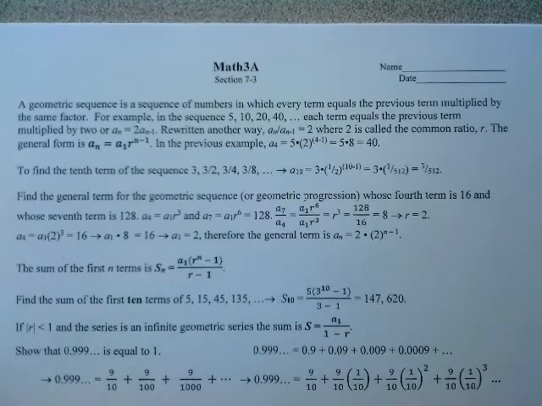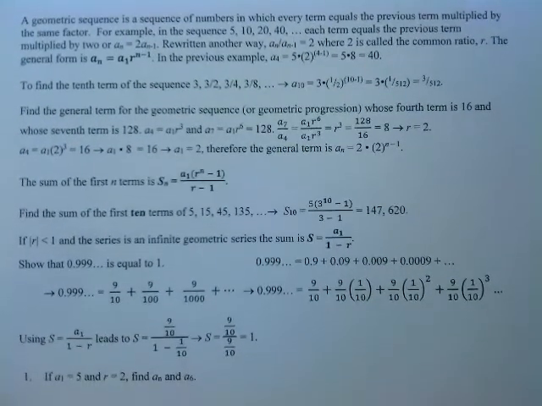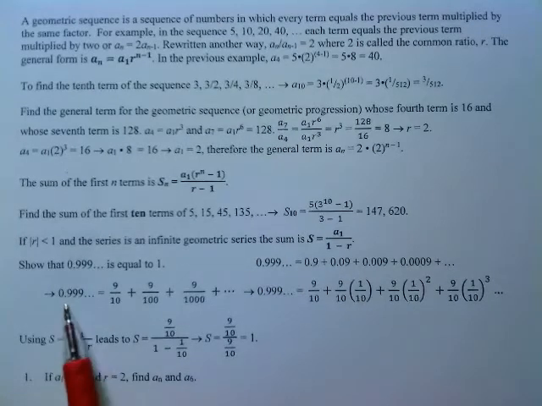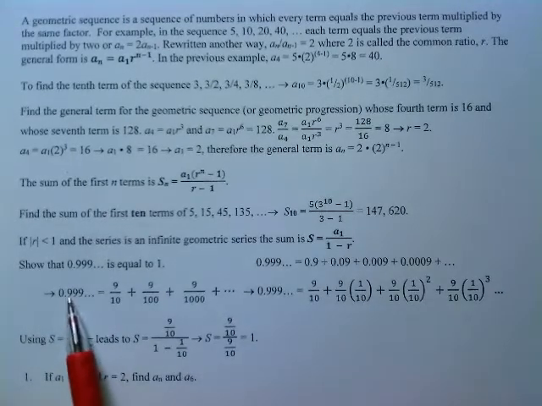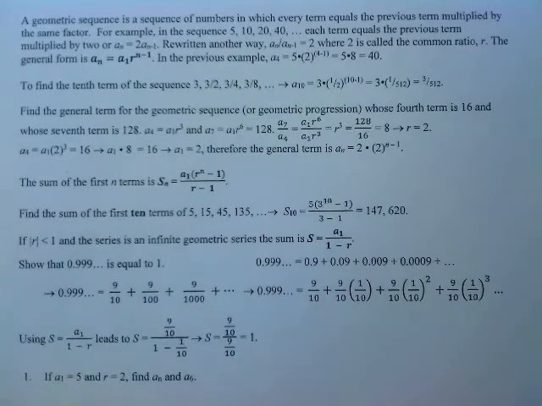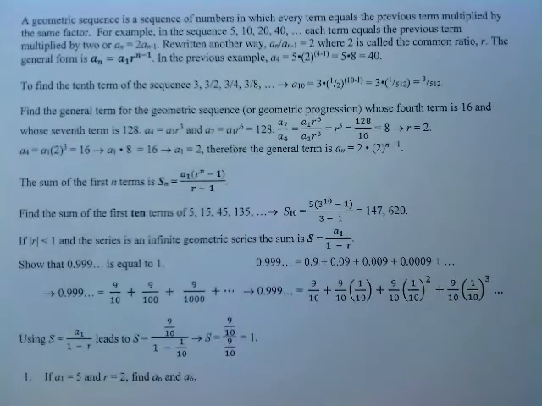Now, we can turn around and use that to show that 0.999 in fact equals 1. And when I say 0.999, I mean it's going to go forever. So it's 0.99999 to infinity. Now, I can rewrite 0.999 as 9/10 plus 9 over 100 plus 9 over 1,000 plus dot, dot, dot. Keep going.